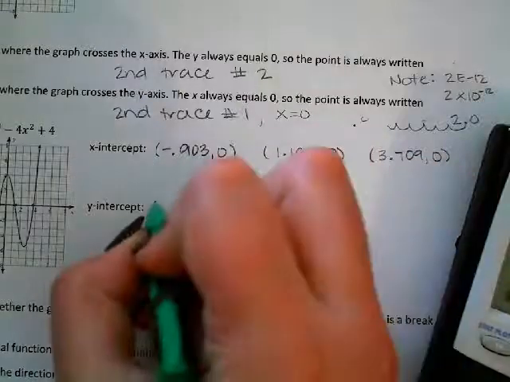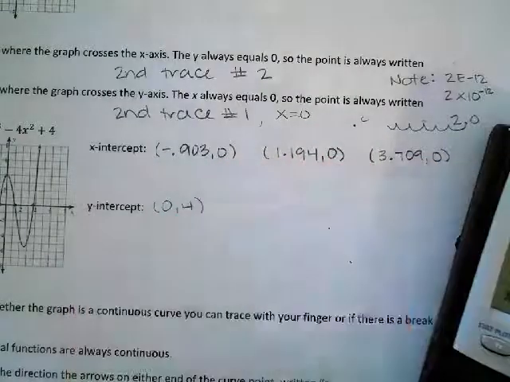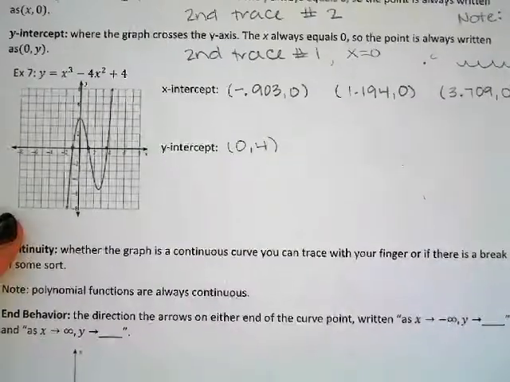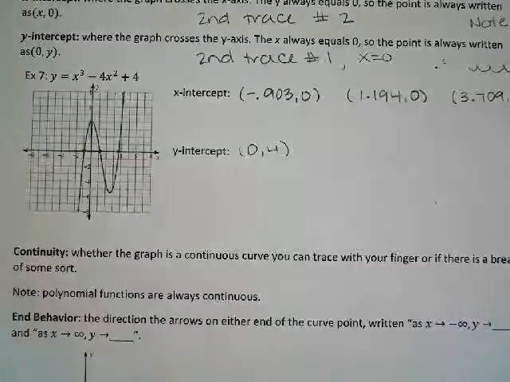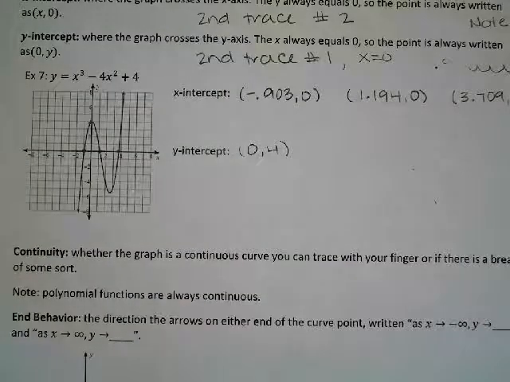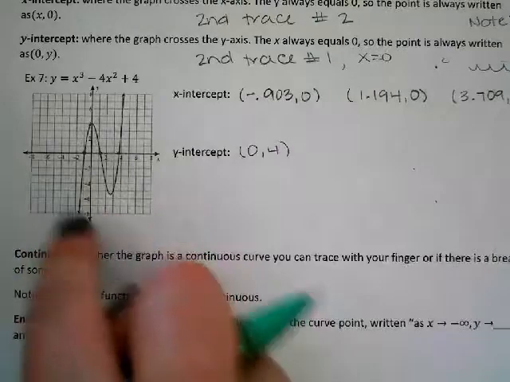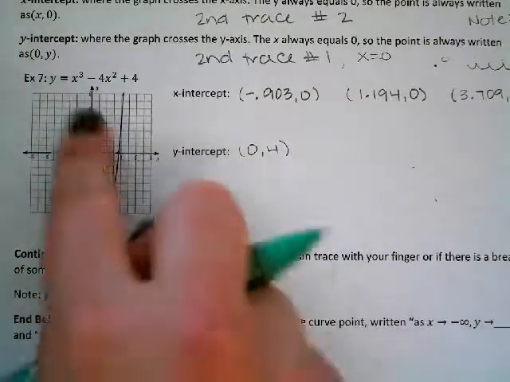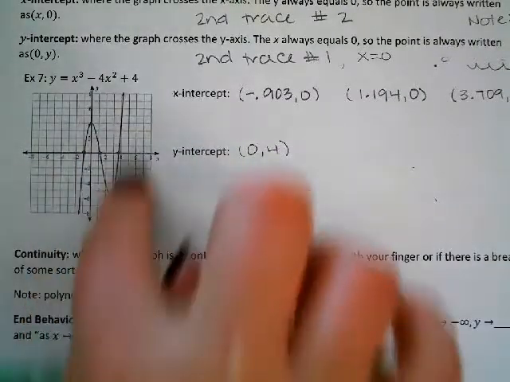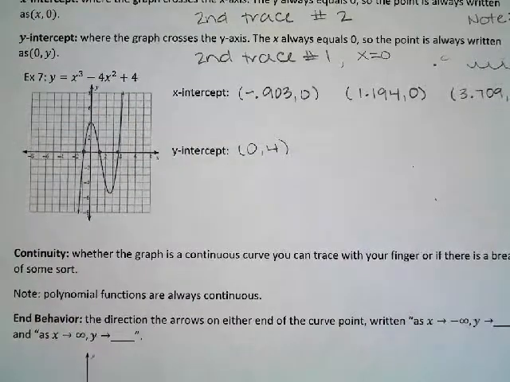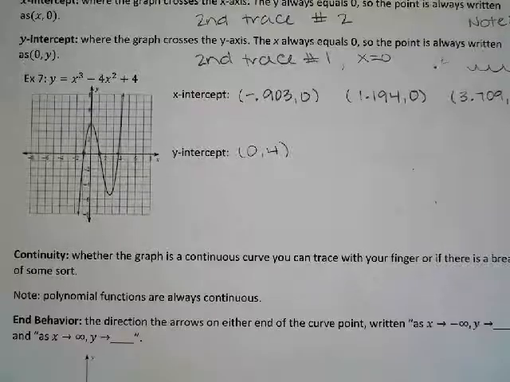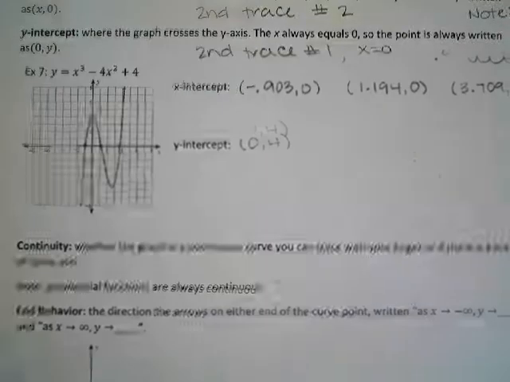All right. Continuity, the graph is continuous. If you can trace it with your finger, that's not new. So this is not like the piecewise functions where we were picking up our fingers. We know that polynomial functions, just from sketching them so far earlier in the unit, are already going to be smooth curves. They are continuous. And I wrote that note here that polynomials are always continuous. So let's move on to end behavior.